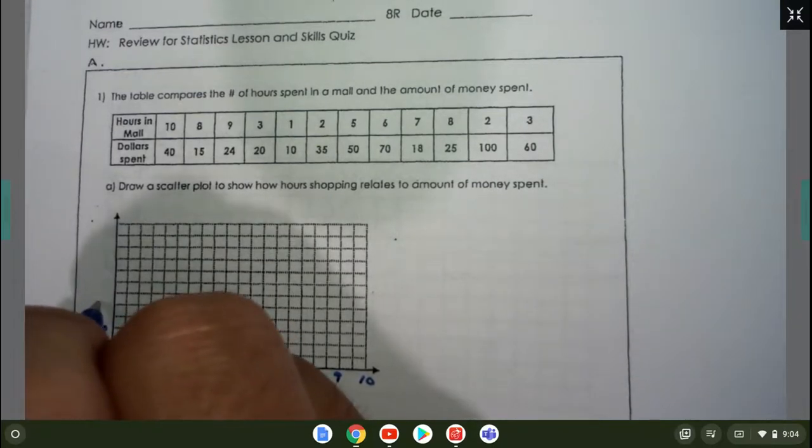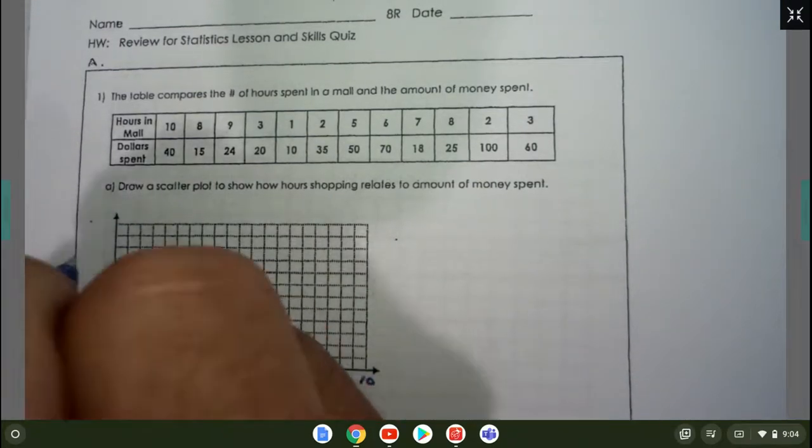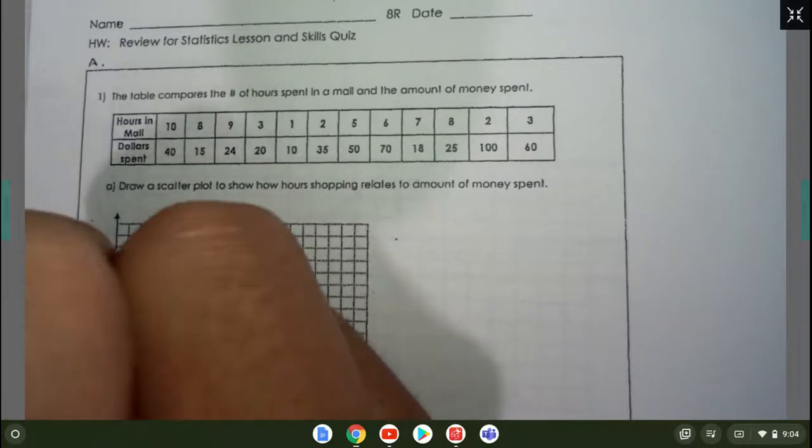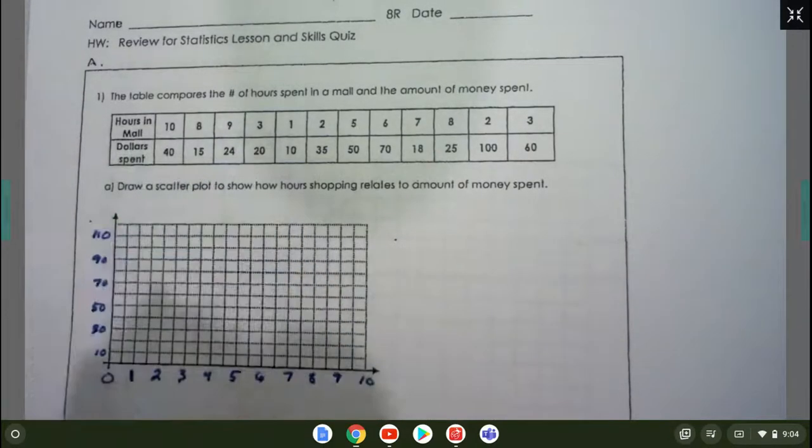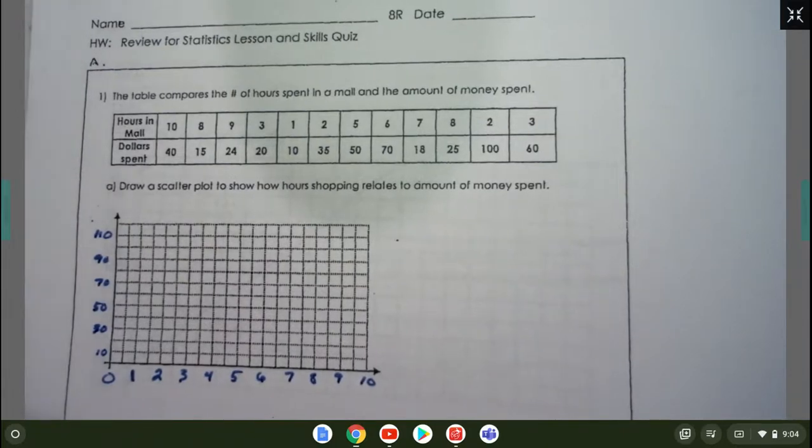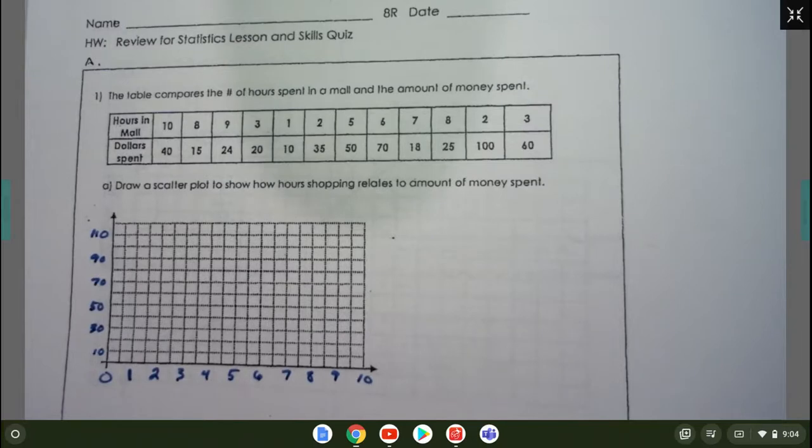30, 50, 70, 90, 110. So I'm just counting the odd numbers there, right? I guess really all those are even numbers, but at least the tens digit is an odd number. 1, 3, 5, 7, 9, 110. All right, so 10, 30, 50, 70, 90, 110.